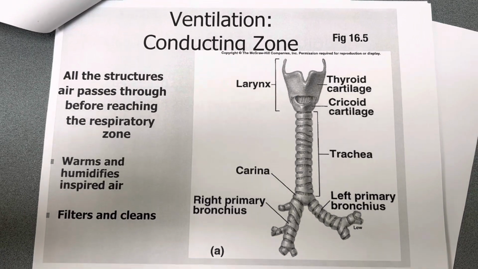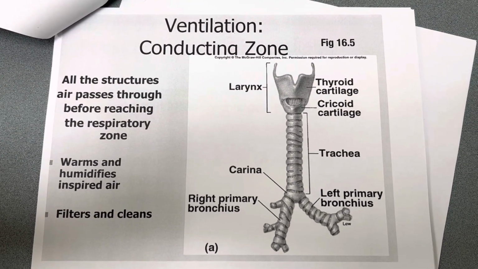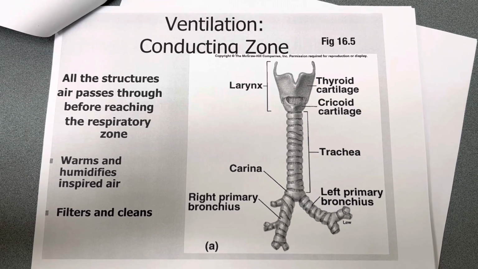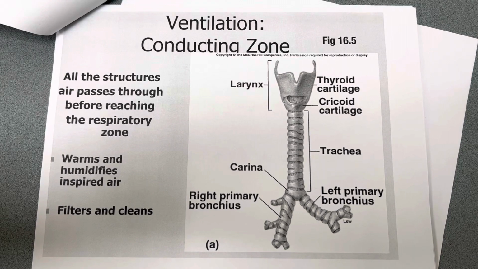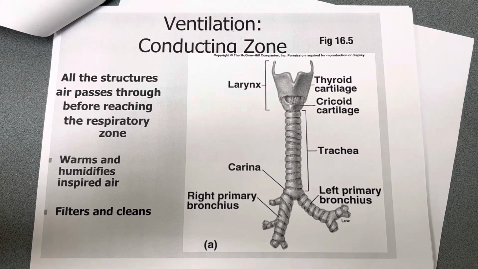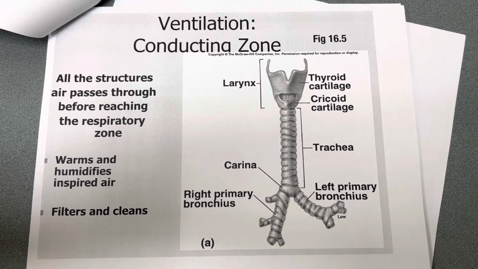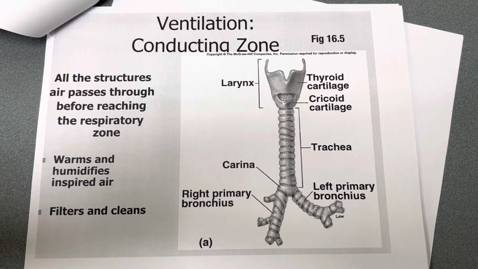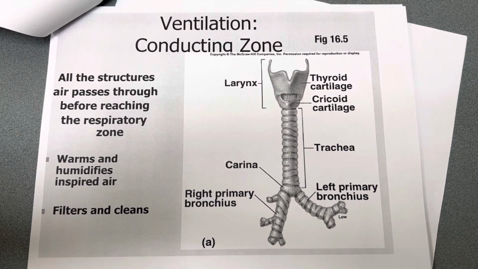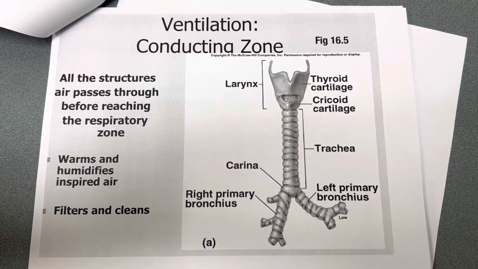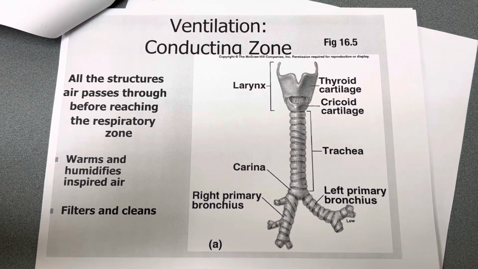Ventilation, conducting zones: all the structures air passes through before reaching the respiratory zone. They warm and humidify inspired air, and filter and cleanse it. We have the larynx, the thyroid cartilage, cricoid cartilage, trachea, the carina, left primary bronchus, right primary bronchus.